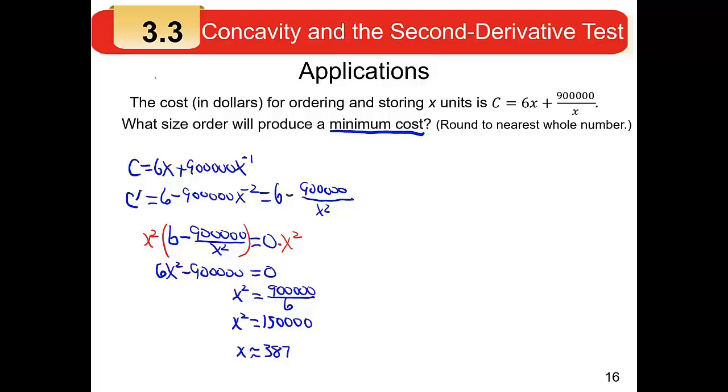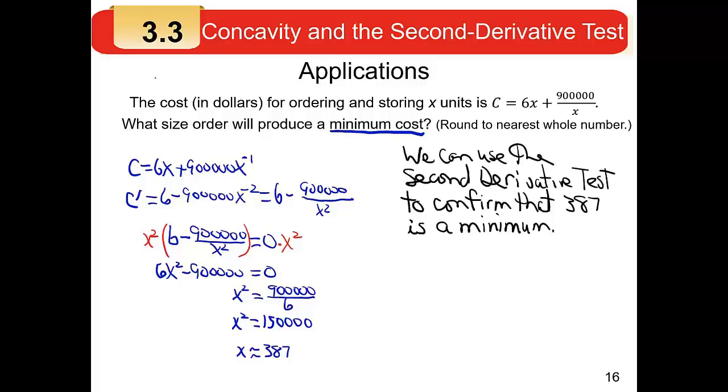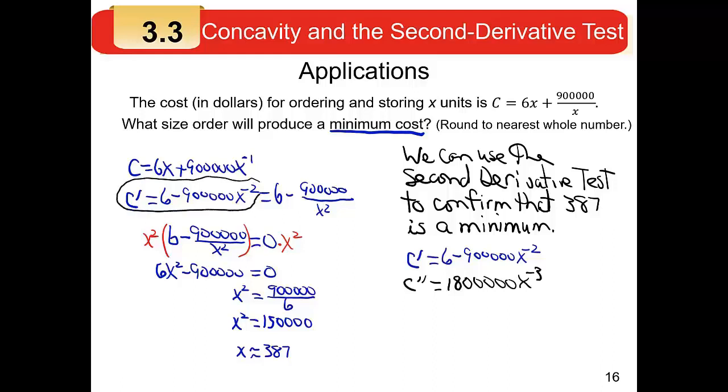Now, technically, we haven't proven that that's a minimum. That's where the second derivative test comes in. We can use the second derivative test to really confirm and verify that it really is a minimum. What you have to do is take the first derivative and take its derivative to get the second derivative. And notice I went back to the form of the derivative written with a negative exponent, because that's the easiest form of the first derivative to differentiate. So just to encapsulate what I've done, I got 387. I think that's going to be the answer, but to prove that it actually is a minimum, I have a choice of doing the second derivative test, and in order to do that, I have to take the second derivative.